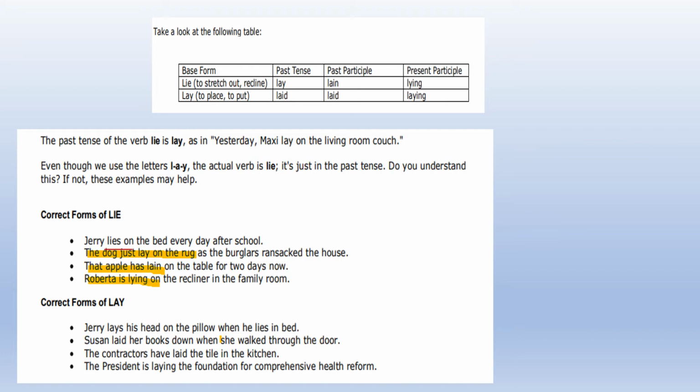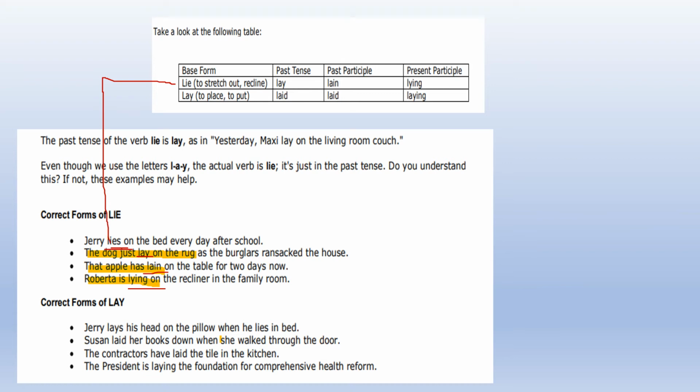The dog just lay on the rug. The apple has lain on the table for 2 days now. Roberta is laying on the recliner in the family room. Now, if I say the verb lies, Jerry lies on the bed every day, it is the first form of the verb lie. Now, the dog just lay on the rug as the burglar ransacked the room.